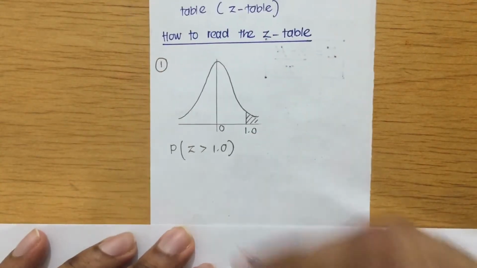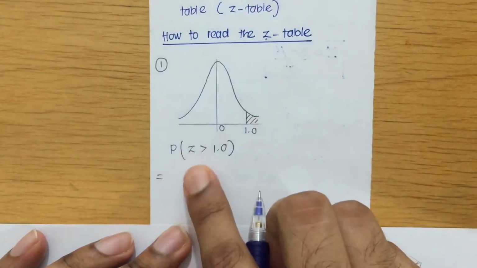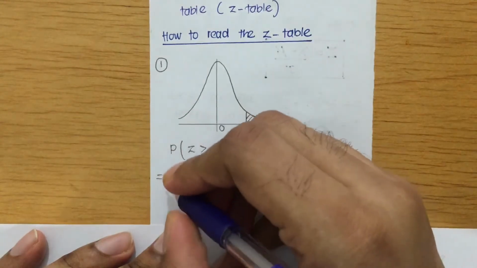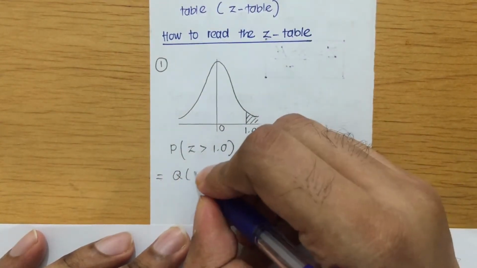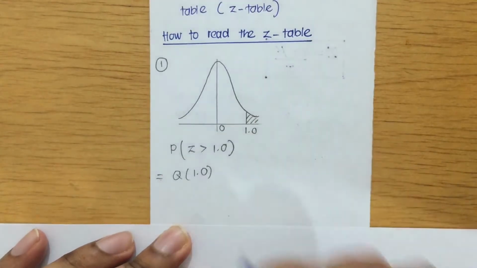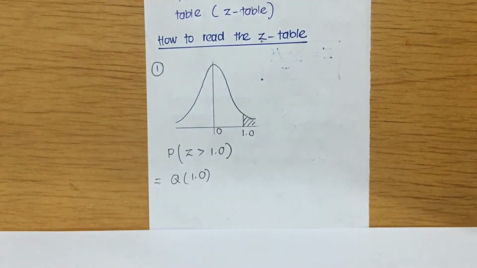So from here, the probability of z more than 1.0 will be equal to the upper tail probability value Q(1.0). So why Q(1.0)? This Q is based on the table value that I showed you just now. So this 1.0 we're going to find using our z table over here. Let me show you how to find it.